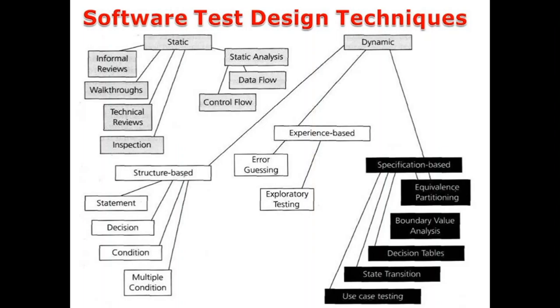In static technique we have the informal reviews, and then we have walkthroughs, technical reviews and inspection. There is something called an informal review, which is kind of a peer review, and after that we have less formal to more formal reviews, which are these three: the walkthroughs, your technical reviews and your inspections. Another one is your static analysis, which is a part of your static technique. Under the static analysis, you have your data flow and your control flow. We want to see all that. So everything put up as a package is your static test design technique.